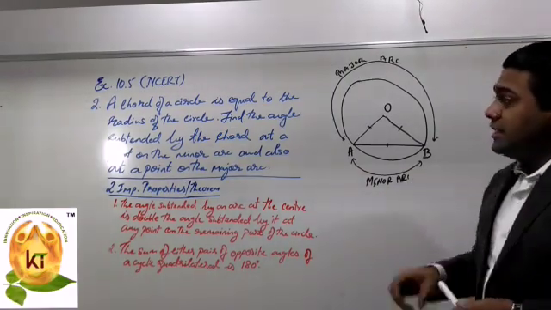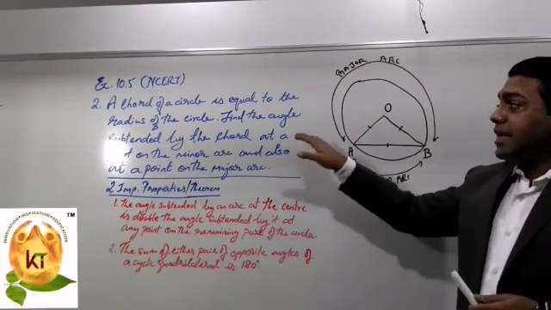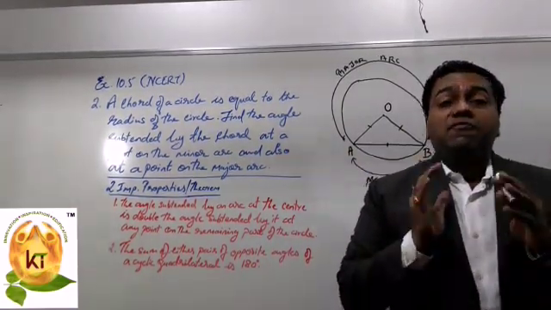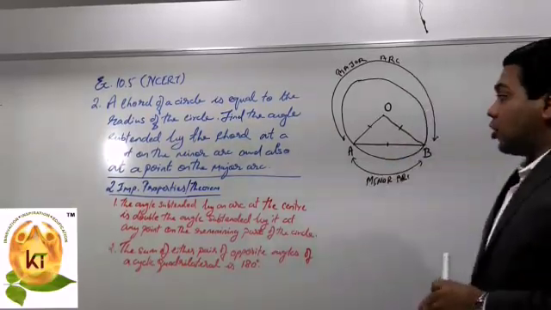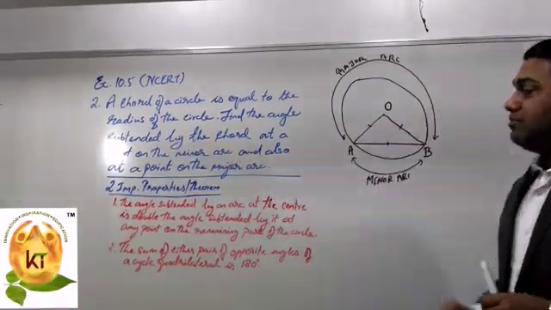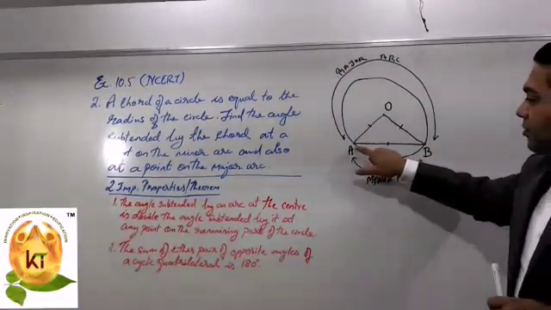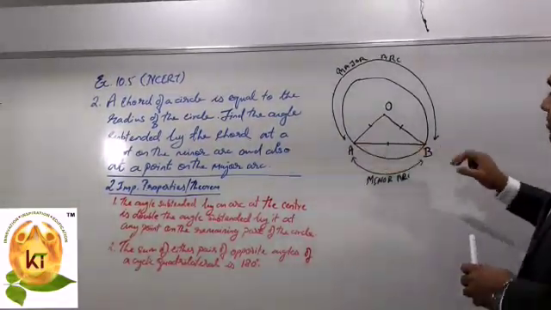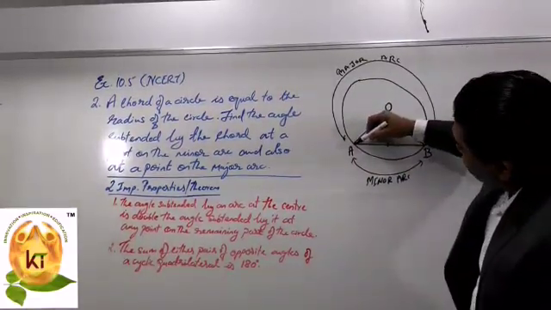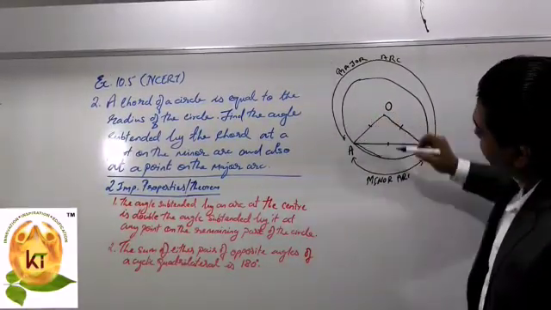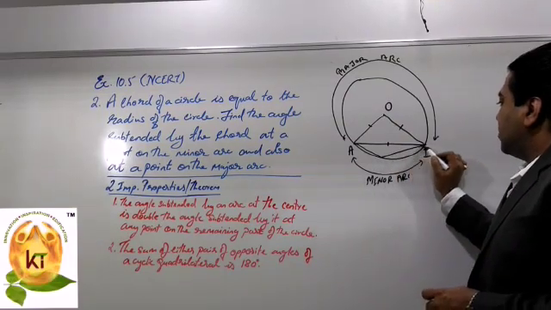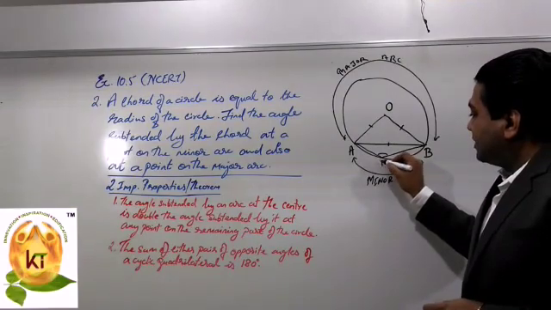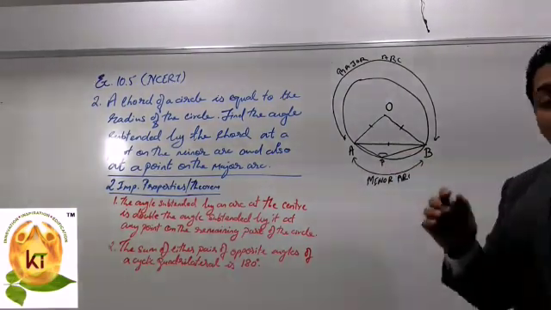So now the question is to find the angle subtended by the chord. Angle subtended by the chord means the angle formed or made by the chord at a point on the minor arc. Where is my minor arc? From here to here. Where is my chord? AB. So for the angle subtended by chord AB, I can take any angle. Say I take this angle formed by the chord AB. Let me consider this point as point P on the minor arc.